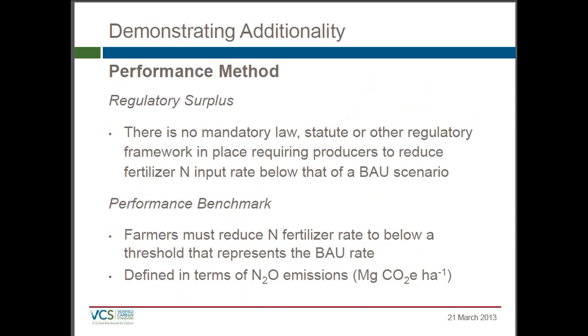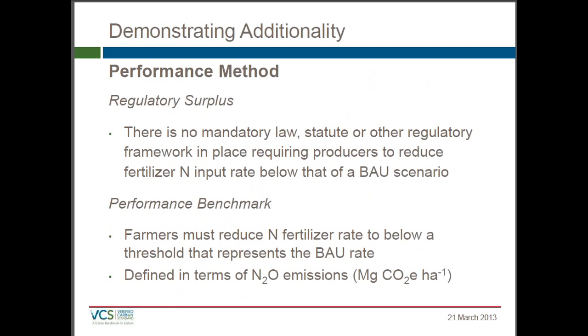So demonstrating additionality. Additionality to VCS in this methodology is assessed using the performance method. There are 2 tests, if you like, in this performance method: a regulatory surplus test and a performance benchmark test. As we probably know, for the regulatory surplus test, there must be no mandatory law or statute or other regulatory framework in place that requires the producers to reduce their fertilizer rate below that of a business as usual scenario. With the performance benchmark, farmers must reduce their nitrogen fertilizer rate to below a threshold that represents the business as usual rate. This is defined in terms of nitrous oxide emissions in megagrams of CO2 equivalent per hectare.